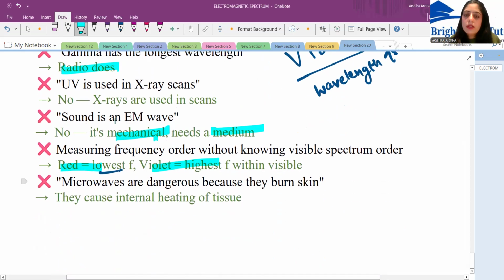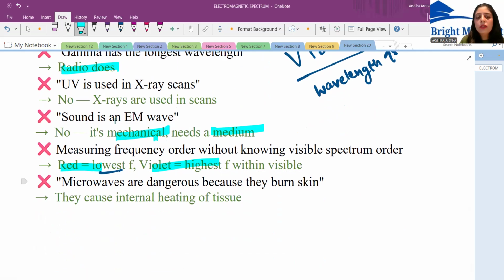Microwaves are dangerous because they burn skin? No, the UV does. The UV burns the skin. What do the microwaves do? They cause the internal heating of the tissues.